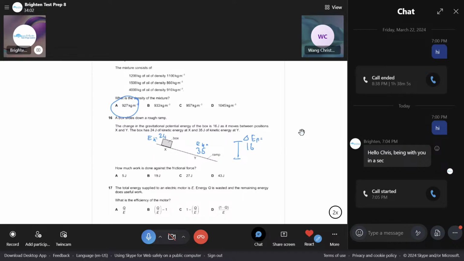Conservation of energy is always a helpful approach. Sometimes the momentum, of course, but not here.